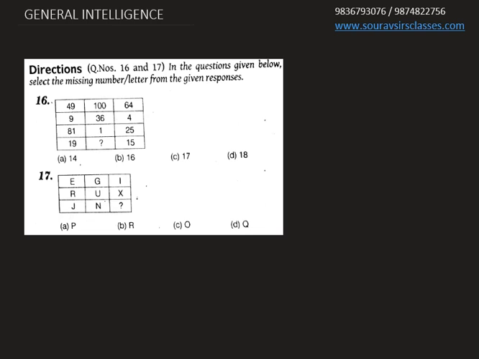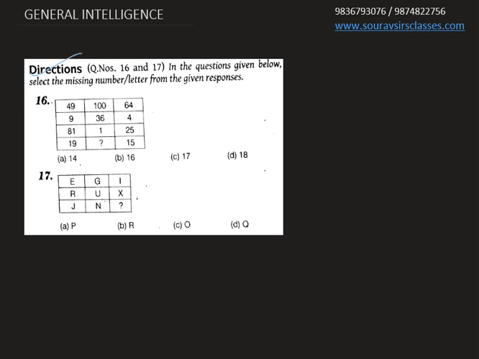There are different types of questions in general intelligence. You need to know all of them to score presentable marks, and you need to know all the tricks to solve such questions in a faster way. So let's see the first question.